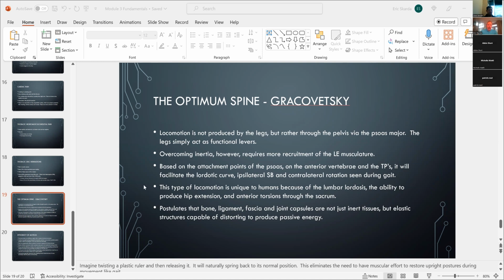Okay, so the article that he's written does postulate that all of these structures, so bone, ligament, fascia, joint capsules, are not just there to resist motion. They're there as elastic structures to help produce this torsional motion that creates this spring mechanism.